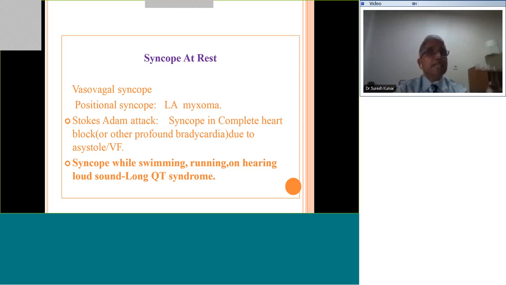You could get syncope under specific situations which are diagnostic of certain conditions. We said positional syncope characterizes LA myxoma. Similarly, if you have syncope while swimming, syncope after running, or the patient heard a loud sound and went into a syncope, these are suggestions of long QT syndrome. And the specific trigger factor for syncope would even help you identify the subtype of long QT syndrome.